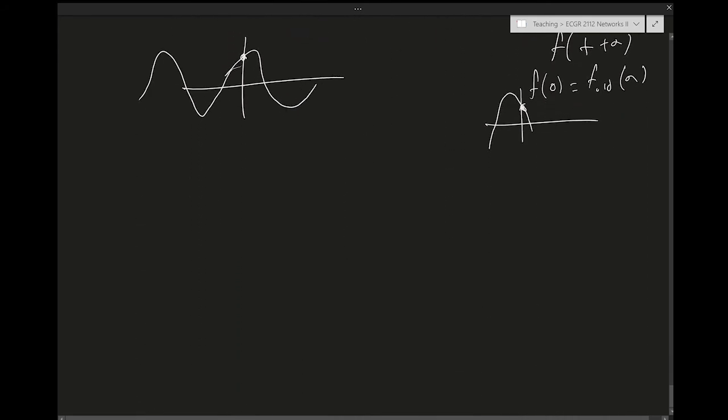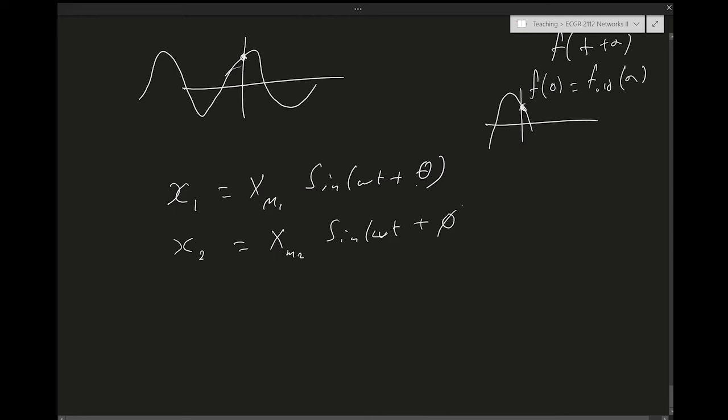Some nomenclature about phase shifts. I could have two signals, x1 equals xm1 sine omega t plus theta. This sinusoid is shifted by a certain angle. Then I can have x2 equals xm2 sine omega t plus phi, another sinusoid shifted by another angle, right?